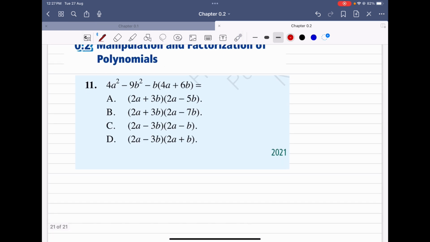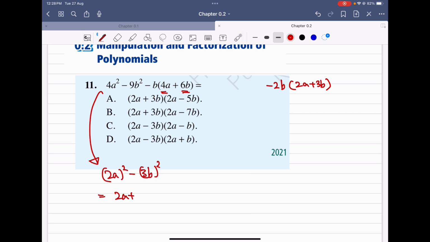Next, in this case, 4a plus 6b seems like you have already factorized, but actually you still need to factorize that 2 out. So you have something like this for the last two terms. For the first two terms, you can sense that it is something squared minus the other one squared, but remember it's actually (2a) squared minus (3b) squared. So what you get is (2a plus 3b) times (2a minus 3b).